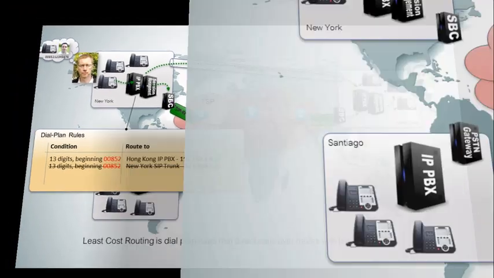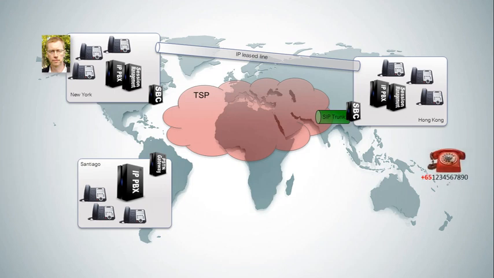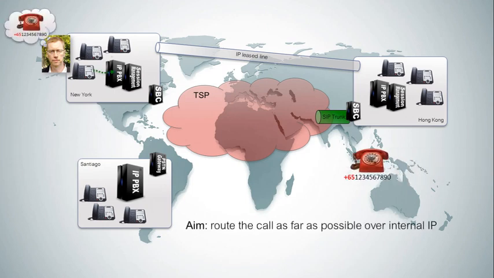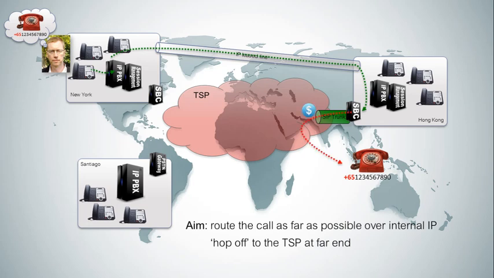Now, many calls will be to regular phones not part of the internal network. Here, the aim is to route the call as far as possible over internal IP and then hop off to the TSP for the last hop, something known as tail end hop-off.